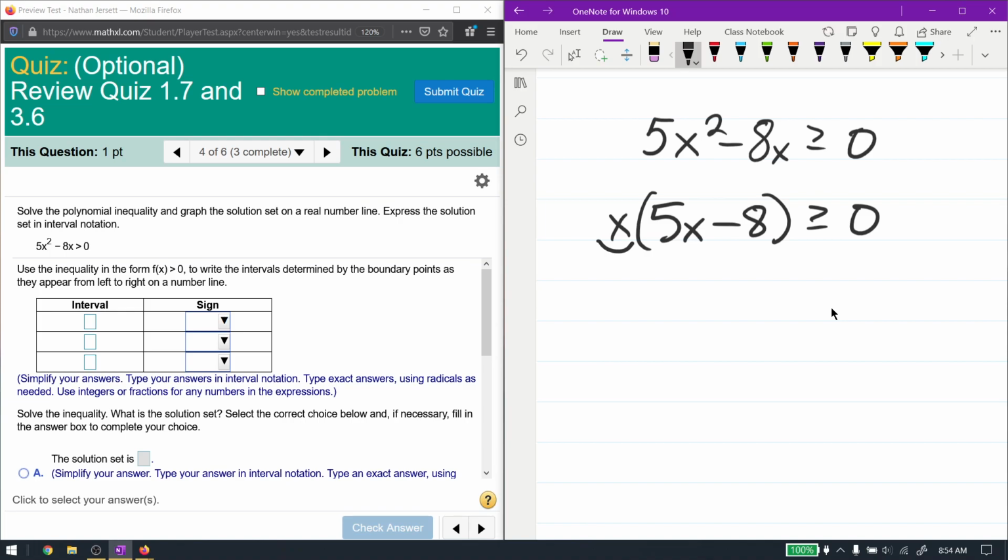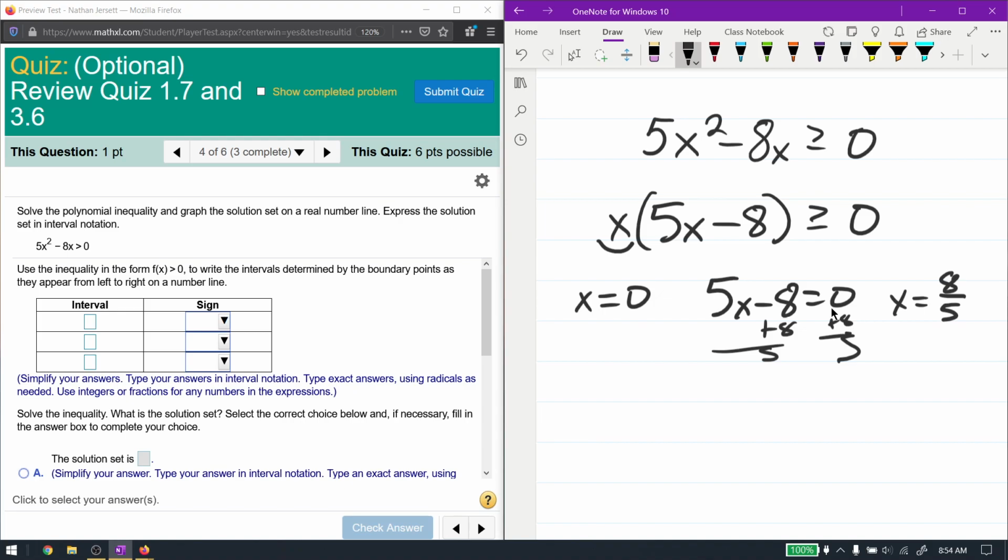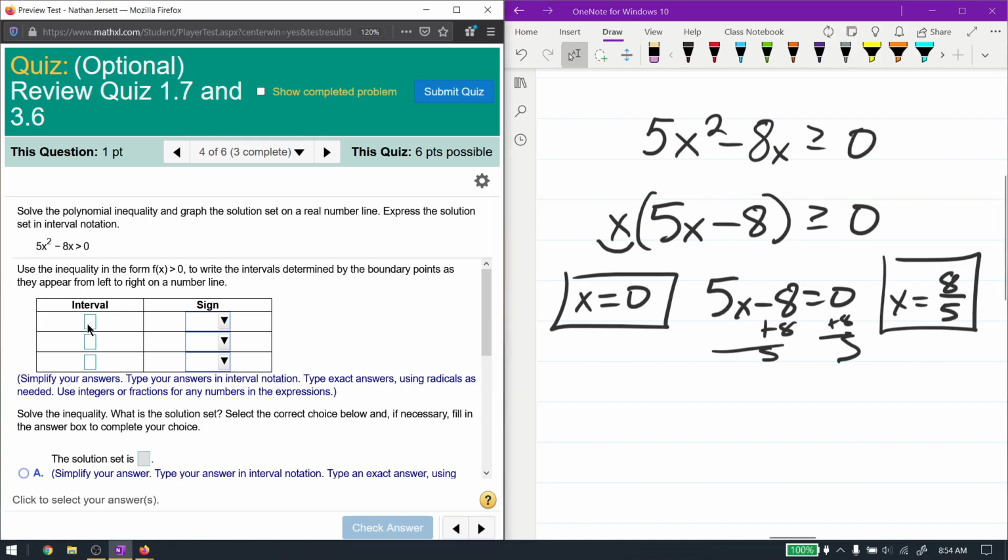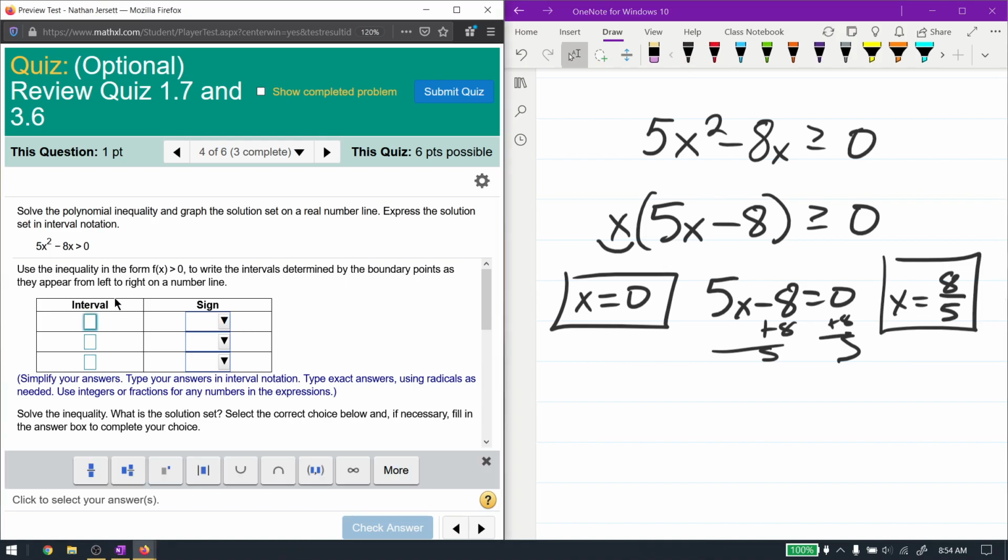So this thing is 0 when x equals 0. That's the first solution. And then we also have 5x minus 8 equal to 0. We're going to add 8 and then divide by 5. That just gives us x equal to 8/5. So x equal to 0 and x equal to 8/5, these are our boundary points. The intervals then that we're looking at is the lowest thing is negative infinity, as always. And the first number you hit as you go left to right is 0.